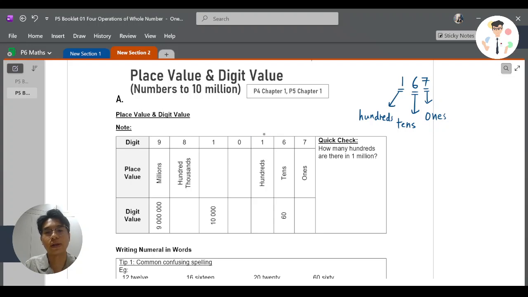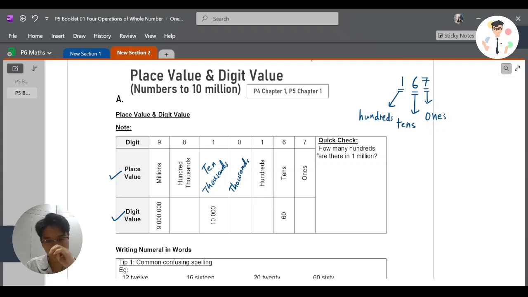Now how about the number before here? This will be at the place value of thousands. And how about the numbers before? It will be 10,000. The number before will be 100,000, and eventually we meet millions here. So you can see again: ones, tens, hundreds, thousands, 10,000s, 100,000s, and millions. Something that's very important to take note. This is place value. So let's move on to something called the digit value.